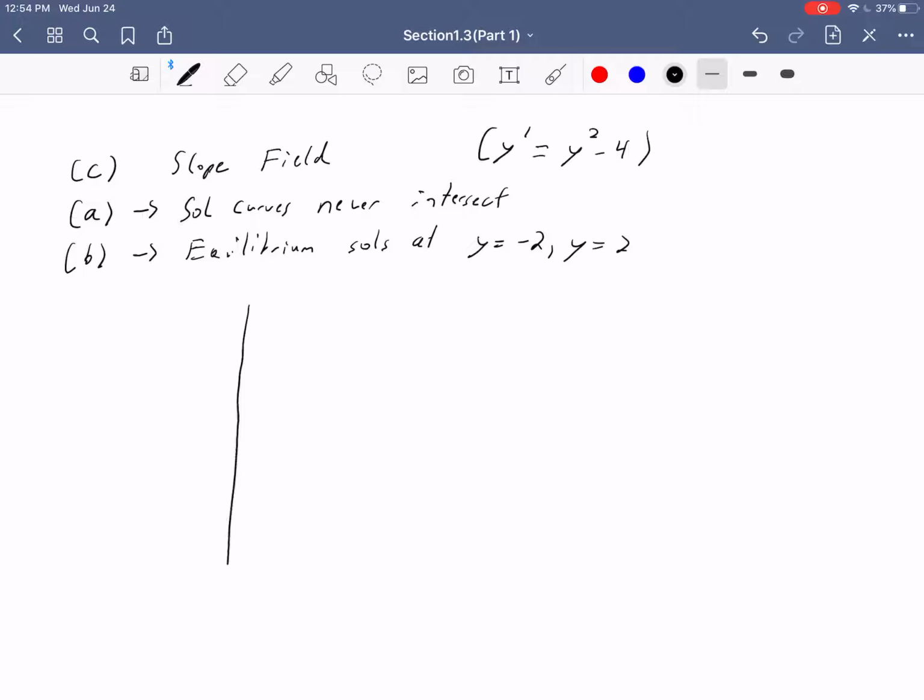All right, let's draw ourselves a coordinate axes here. We'll label some values: 1, 2, 3 on each axis.